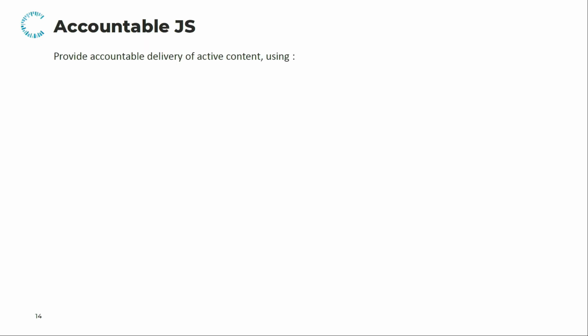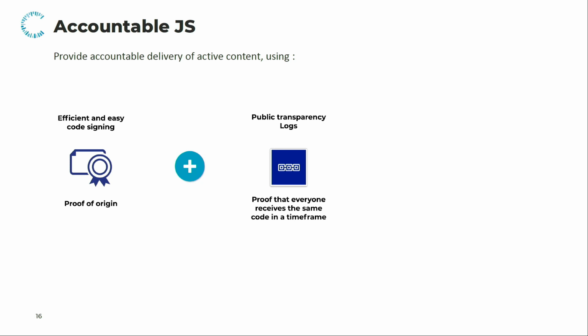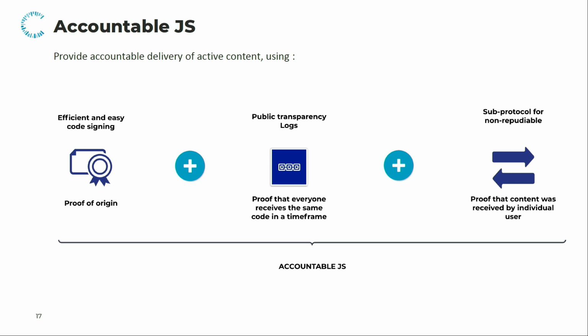In this work, we provide an opt-in accountable JS protocol. We provide accountable delivery of active content using an efficient and easy-to-use code signing technique that brings authentication of origin. We use public transparency logs that bring the proof that everyone receives the same code in a time frame. And we reinforce the HTTP request-response procedure with a non-repudiation subprotocol that brings the proof that the content was received by an individual user. We also prove these properties with automated protocol verification tools, Tamarin and the stateful applied calculus, APIC.